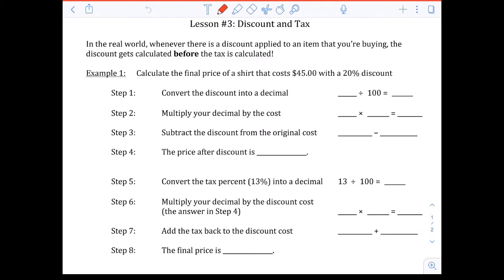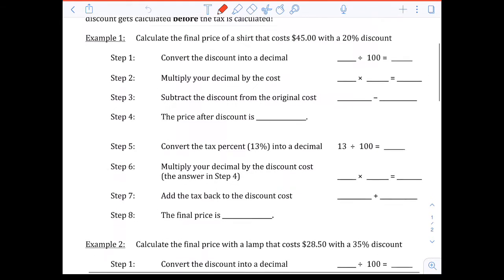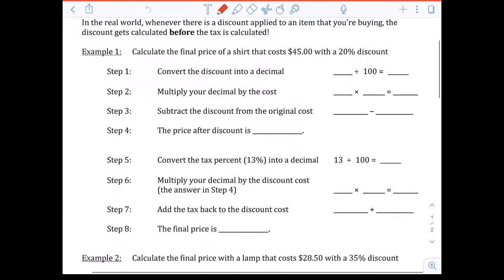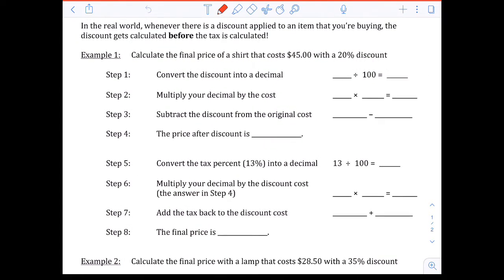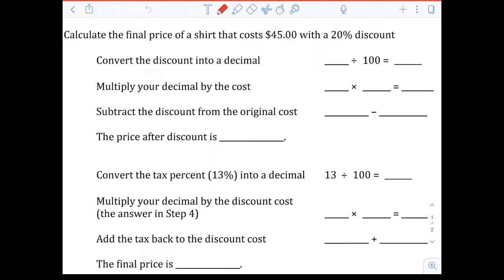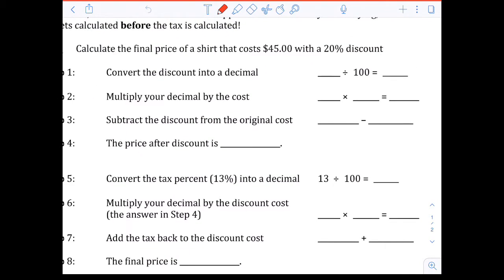So in the real world, whenever there's a discount applied to an item that you're buying, the discount gets calculated before the tax is calculated, which is good. You're saving more money that way. So calculate the final price of a t-shirt that costs $45 with a 20% discount. So we want to know, if I'm saving 20% of $45, how much does the item actually cost me?